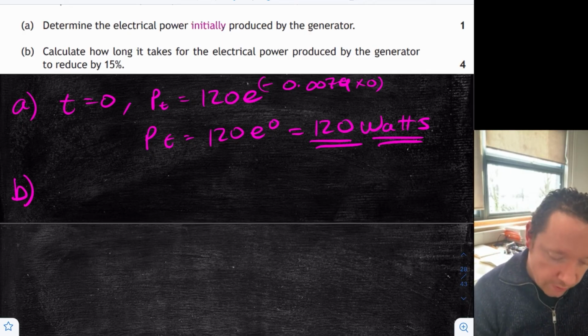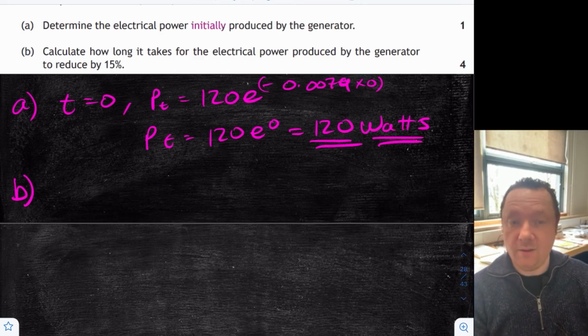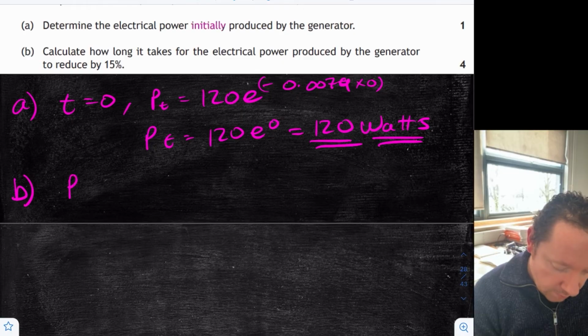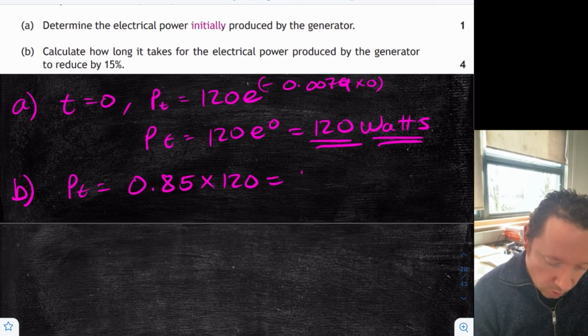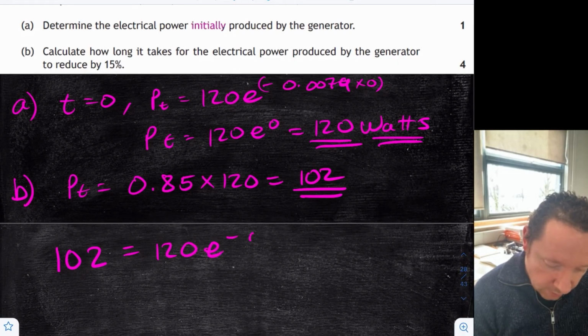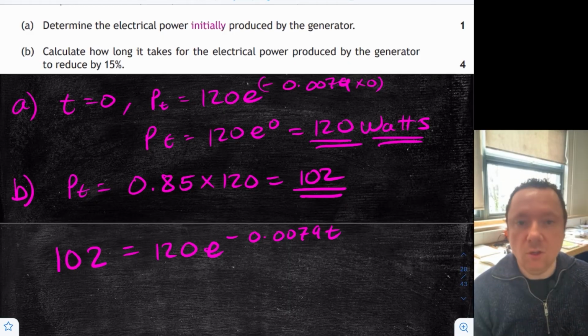Part B, calculate how long it takes for the electrical power produced by the generator to reduce by 15%. So let's reduce this by 15%, by doing a little bit of maths. If it's reduced by 15%, there's 85% left. So that means that the power is going to be 0.85 times 120. And you just get a calculator out for that to get 102. So that's our new power. So that means that 102 equals the initial power, 120, e to the minus 0.0079t. And we're going to solve for t.